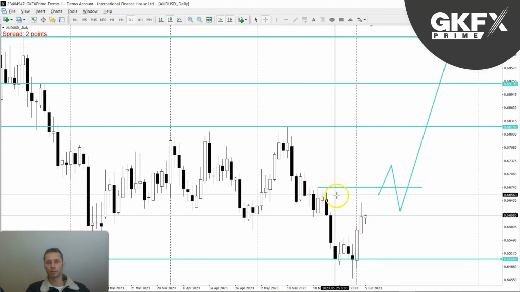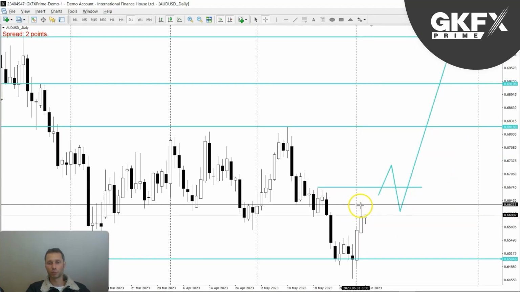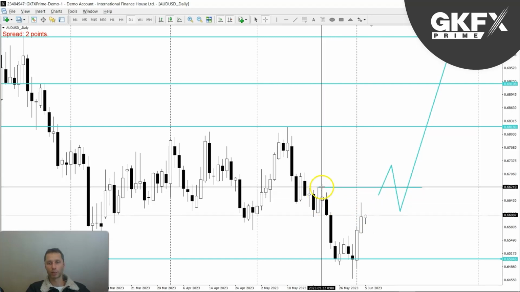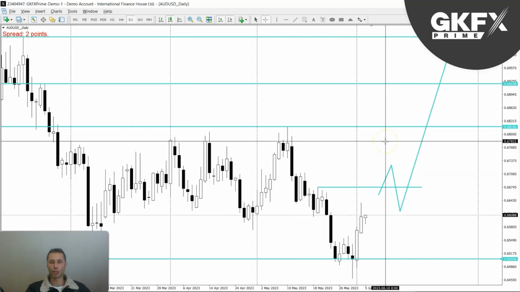Now, if we don't get this break here, we may have a drop as well in the market, and we may have a swing being formed here. However, I'll wait and see what happens, because the real confirmation will be a clean break above this level on the daily chart.